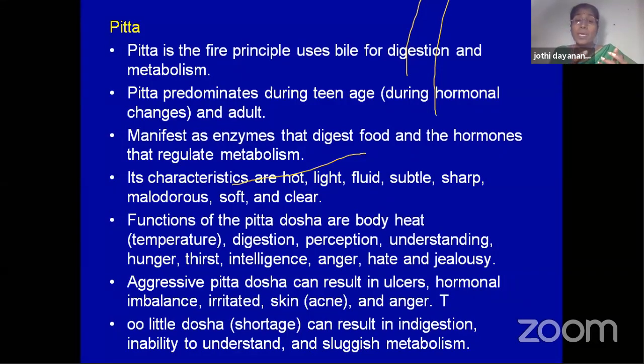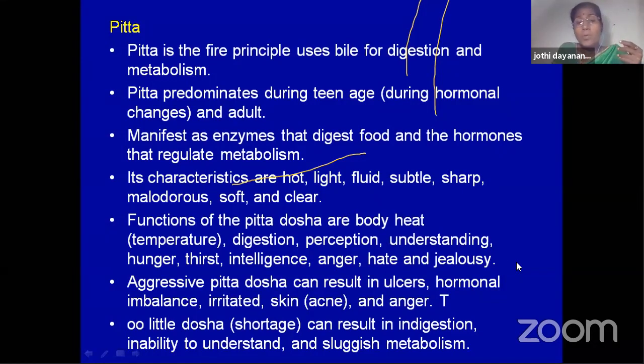So if you are taking food which is very high in masala, salt, all that could affect the digestive system, and then the bile production gets stopped. Anyhow, this is how it works. It is characterized as hot, light, fluid, subtle, sharp. These are the characteristics which have been mentioned by the scientists.